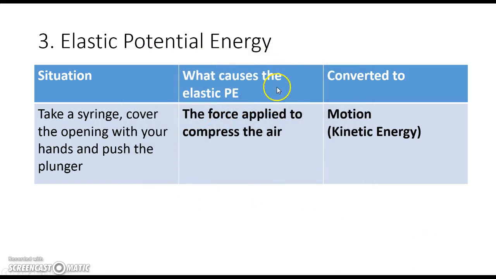Okay, so same thing. Covering the syringe and pushing the plunger causes elastic potential energy to be stored in the air. And what happened? The force applied to compress the air actually caused energy to be stored inside the air. And once I let go, the stored energy inside the compressed air is now converted to motion, which some of you may know to be called kinetic energy.